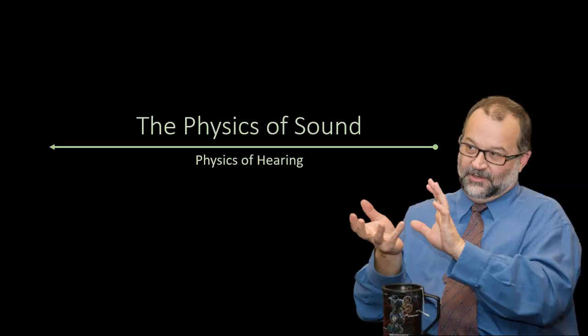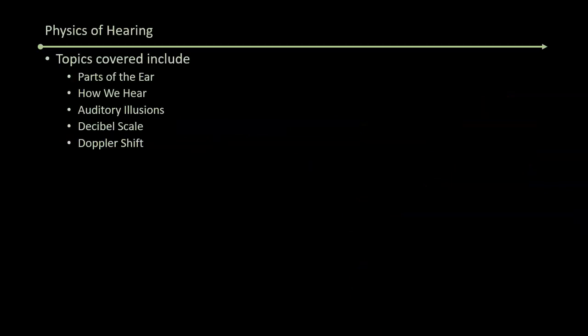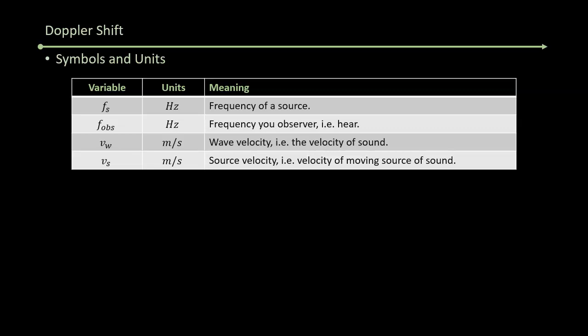In part 2, we're adding a topic to our initial list. We're adding the Doppler shift, which I accidentally left out the first go around. The symbols used in the Doppler shift: there's Fs, which is the frequency of the source, and there's Fobs, which is the frequency of the observer, i.e., what you hear. And then there's VW, which is wave velocity as always. And then there's Vs, the velocity of the source.